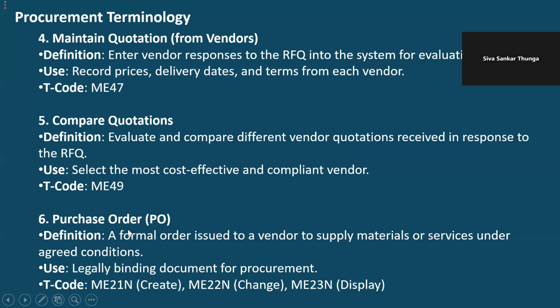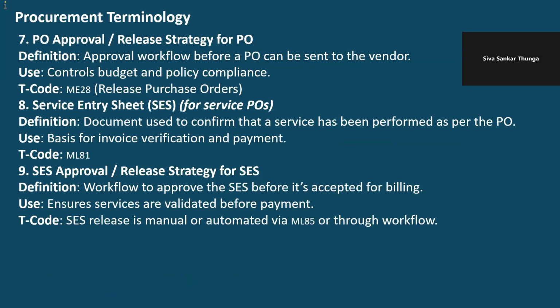So this PO will be issued after finalizing, in the compare quotations, the best one for the best vendor. They will create a PO with respect to that vendor, and they will give this PO document. Maybe a soft copy will be sent to the vendor. This is a legally binding document for procurement. So once the PO is issued to the vendor, he has to supply the material as per the agreed terms and conditions mentioned in the PO, in terms of quality or quantity or in terms of value.